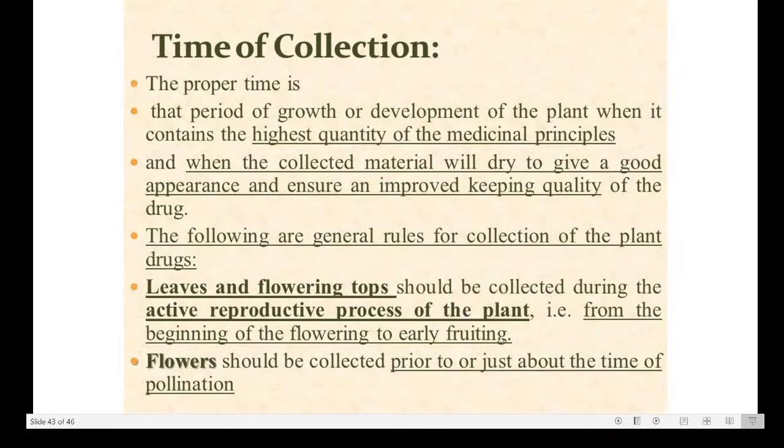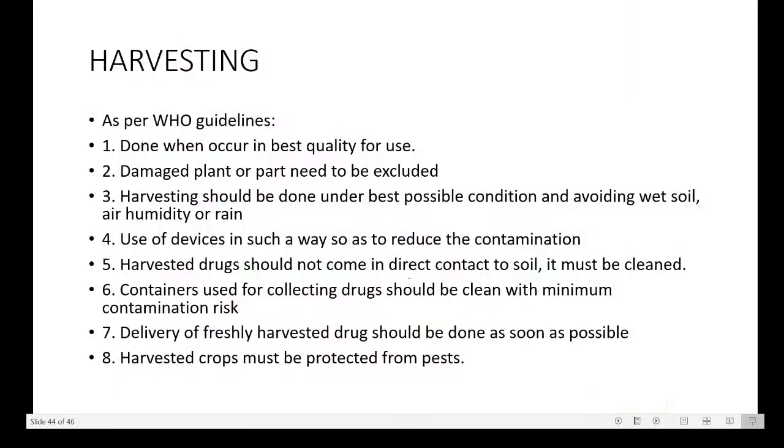Everything is very important; here I have just highlighted it. Harvesting is a very important thing, another main part. It is helpful for your export improvement, or for herbal product development. It is done to obtain the best quality, and as per the WHO guidelines, this becomes the best quality.